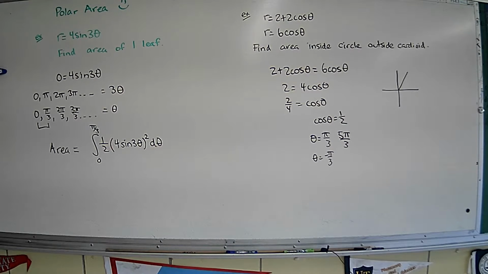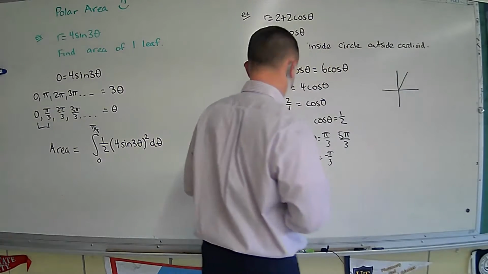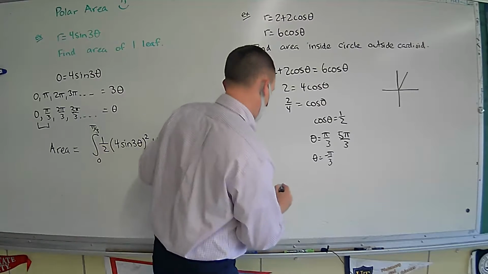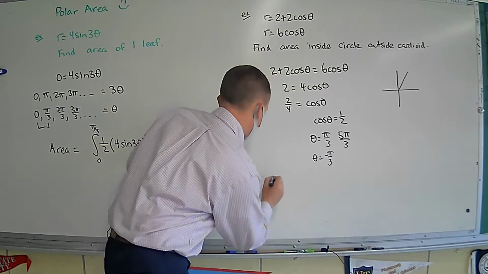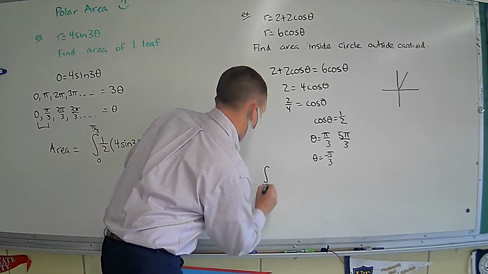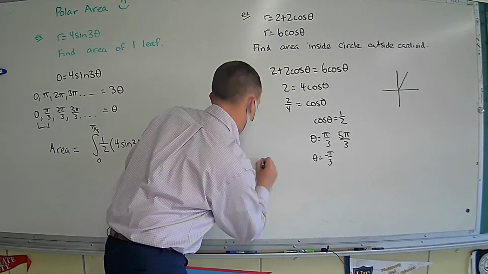So then what's the area that we're looking for over here? How are we going to write that as an integral? I'll write it as 2 times the integral from pi over 3 to 7 pi over 3.